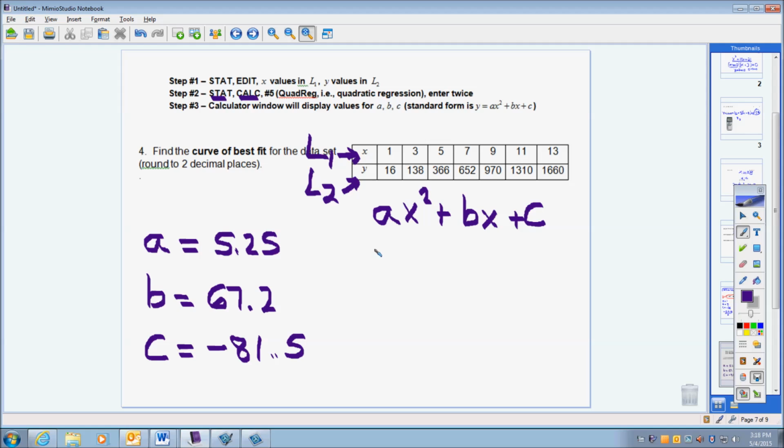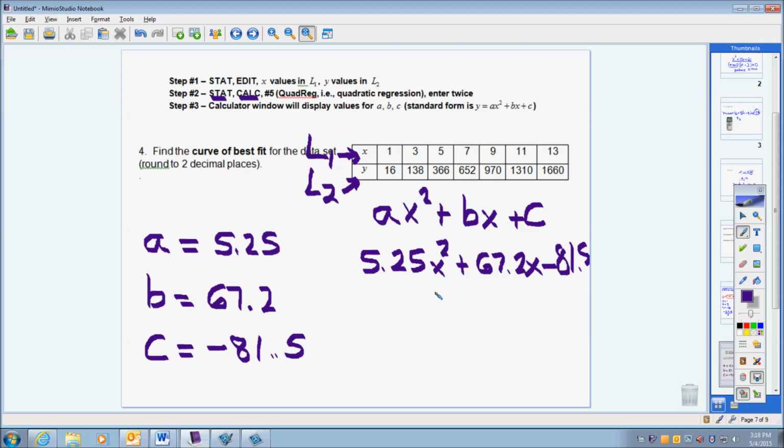So a is 5.25. So we're going to write it as 5.25x squared plus b, but b is 67.2. Don't forget the x. Don't forget that x. And then c is negative 81.5. So just go to minus 81.5.